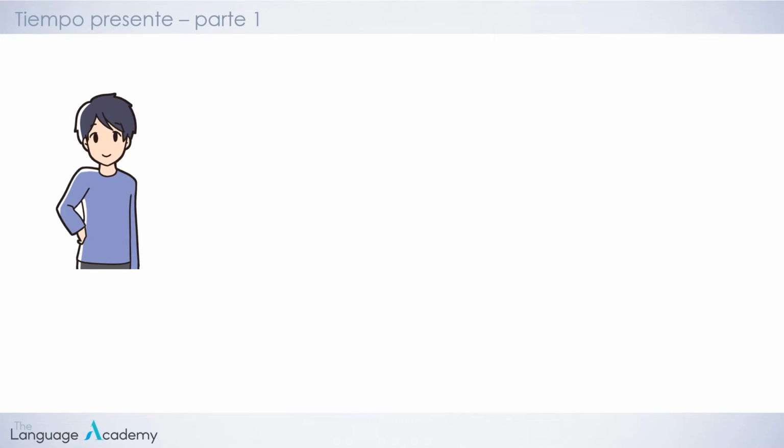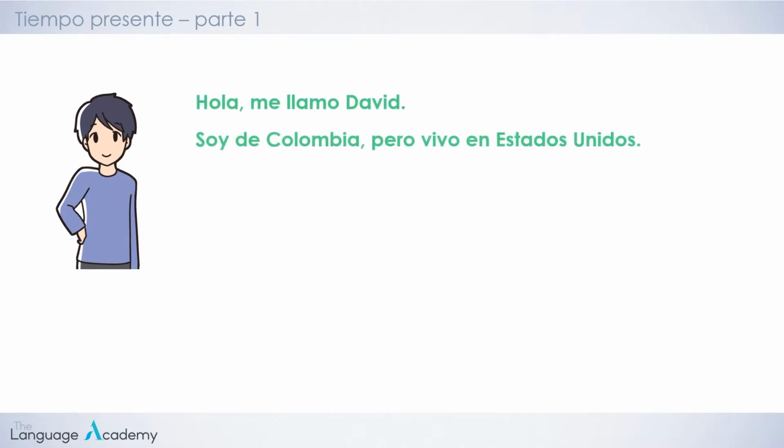Please listen to the following introduction. Hola, me llamo David. Soy de Colombia, pero vivo en Estados Unidos. As you know, soy de means I am from. Pero means but. And vivo en means I live in. So we have I am from Colombia, but I live in the United States. Listen to it one more time. Soy de Colombia, pero vivo en Estados Unidos. Let's continue. Just listen.